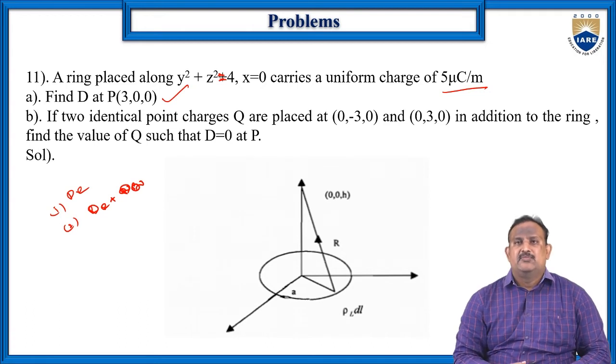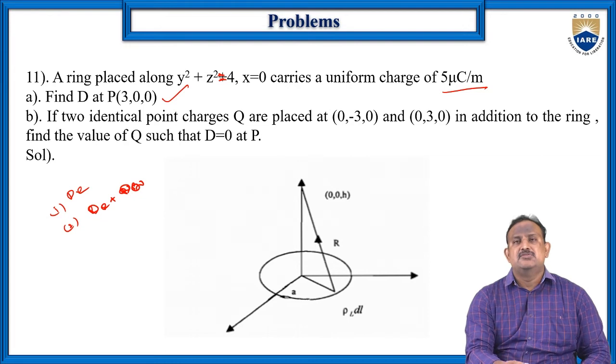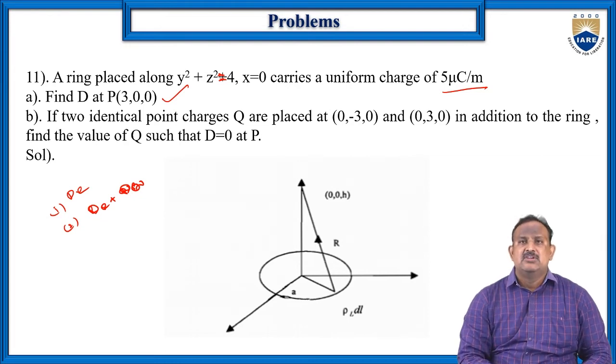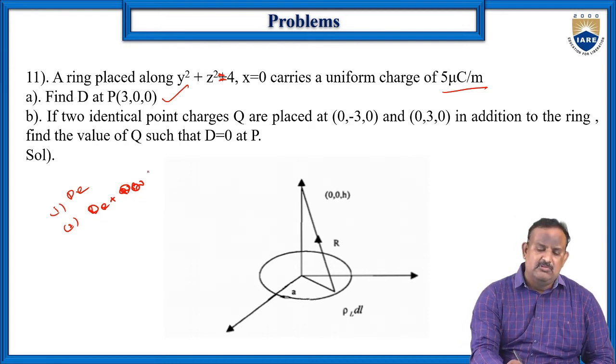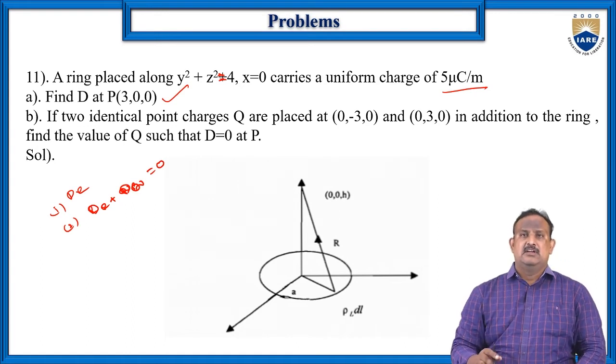So after finding the electric flux density due to the ring and point charge, we need to eliminate the Q. To eliminate the Q, we need to assume D_Q plus D_ring equal to 0. So this is the actual procedure to solve the given problem.